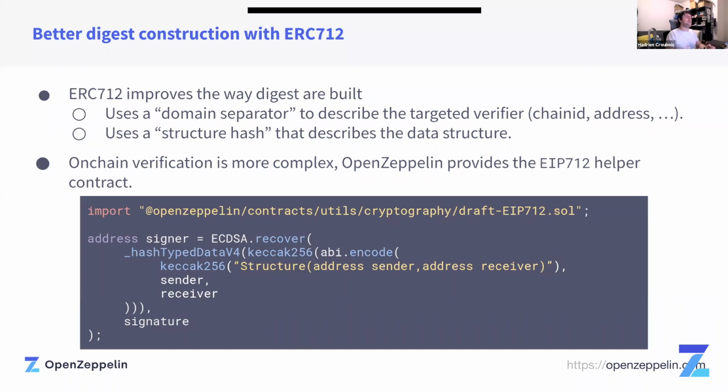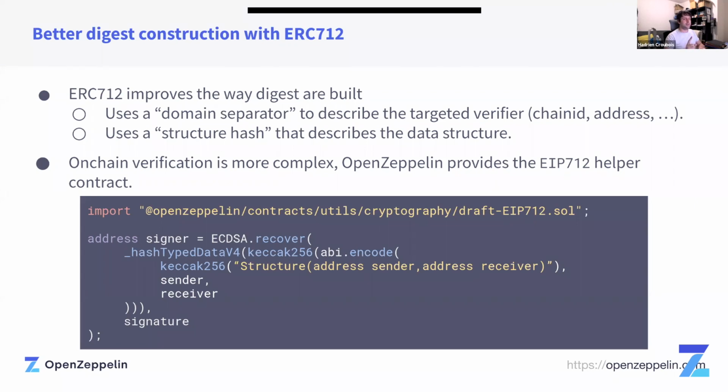Another issue with personal sign is that you have very little information given to the wallet. So the wallet just asks you to sign the data, but the data can be abstract and difficult to parse. So the wallet doesn't know what to show you, and so it's difficult for you to know what you're actually signing. And so this is what ERC712 is trying to solve.